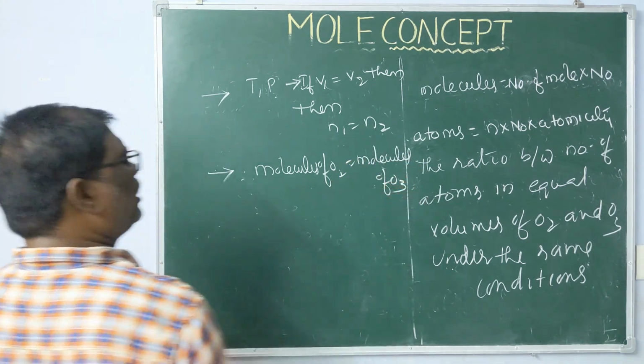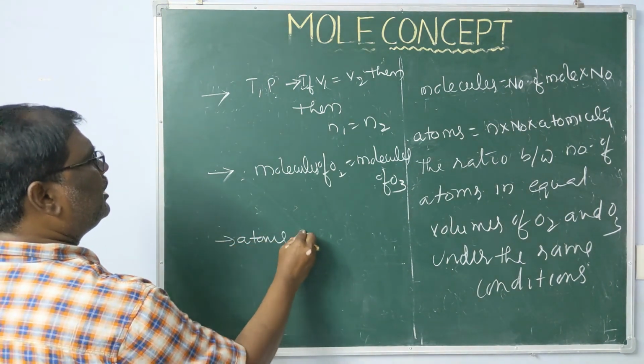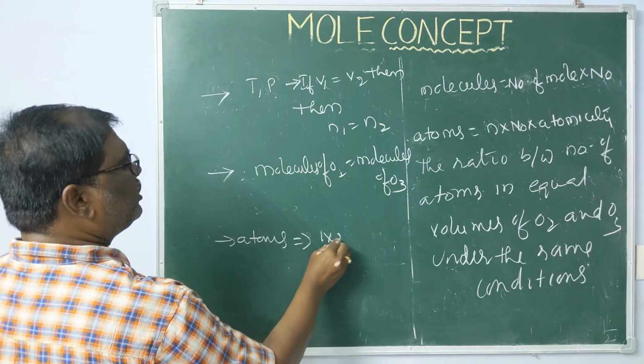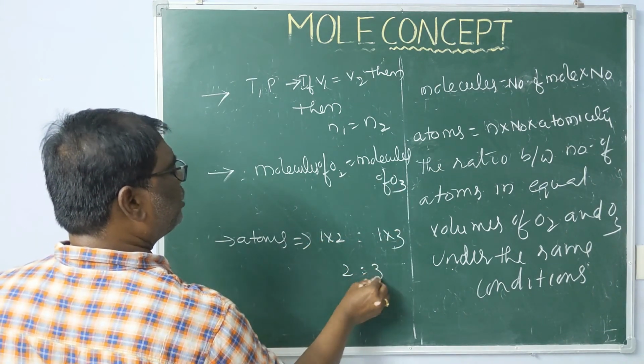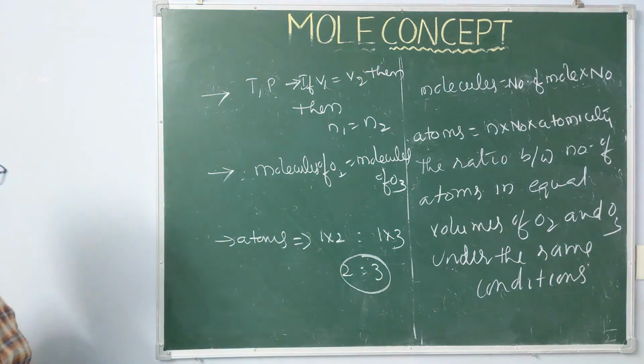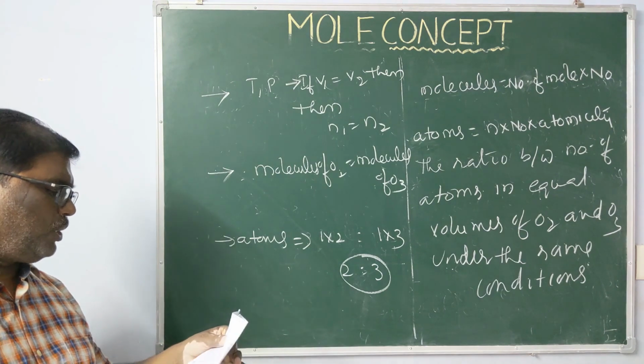But you are asked what? Atoms. So atoms are nothing but 1 into 2 atoms here and 1 into 3 atoms here. So what is the ratio of atoms? 2:3 is the ratio of atoms. Thus we calculate the ratio of atoms.